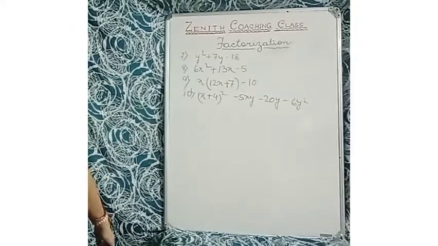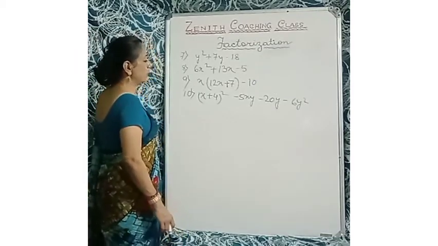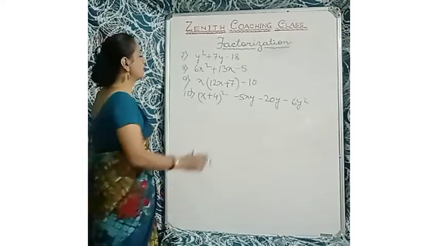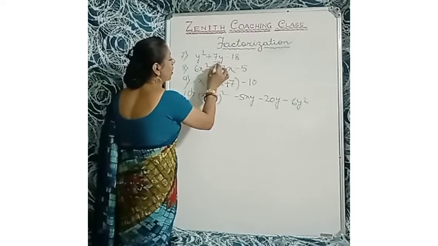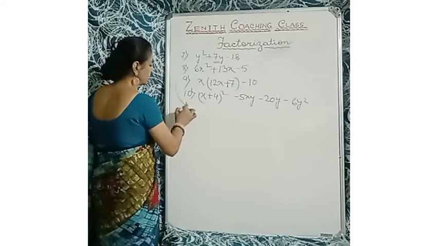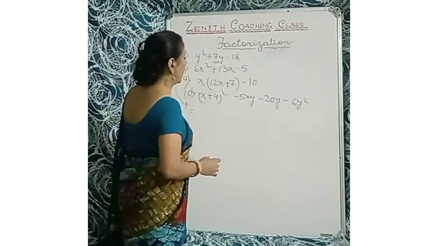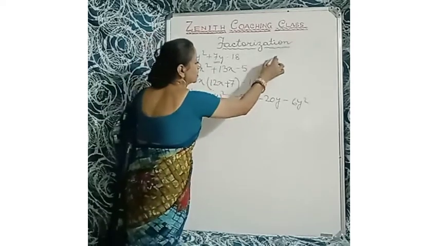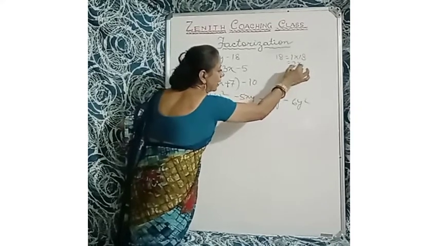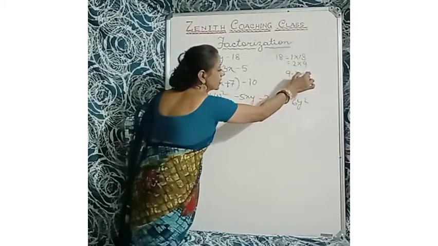So children, now we are coming to question number 7. That is x square plus y square plus 7y minus 18. It's a middle term factor. Middle term factor means that you have to take this one and this one. You have to solve the middle term, that is 7y. How is it possible? So question number 7, you have to factorize 18, and that is 1 multiplied by 18, 2 multiplied by 9. Okay, and if I take 9 minus 2, that is 7.